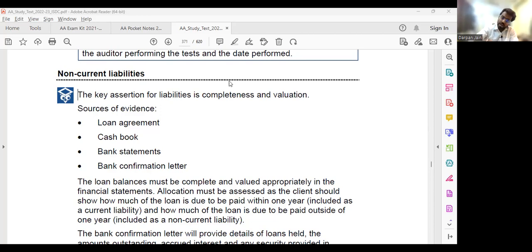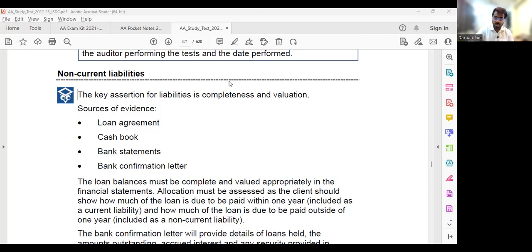Remember this. And as an auditor, what will you do? As an auditor, you'll have to check this point. You have to make sure that the company has correctly divided the long-term loan into current and non-current liability. Whether that division has been done correctly or not, that's the job of the auditor to check.